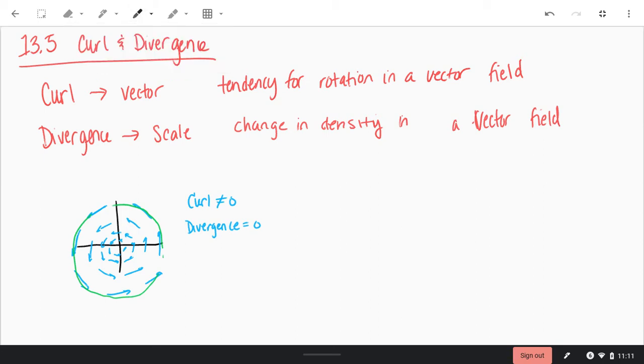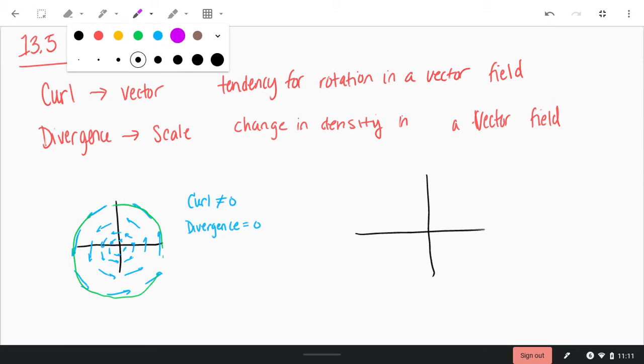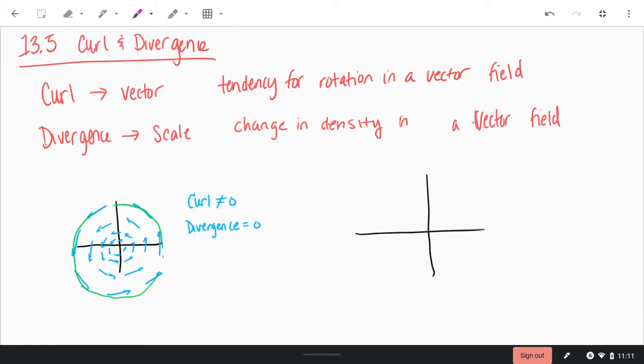We could do another one. If we have something like this, these are all the exact same arrow. In this case, the curl would be 0 and the divergence is 0. So the curl would be your 0 vector. There's no rotation here. And your divergence would also be 0, because those aren't getting any closer together or farther apart.